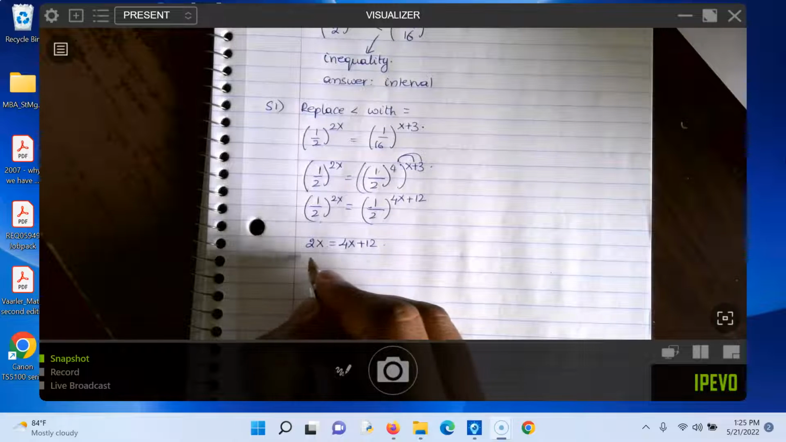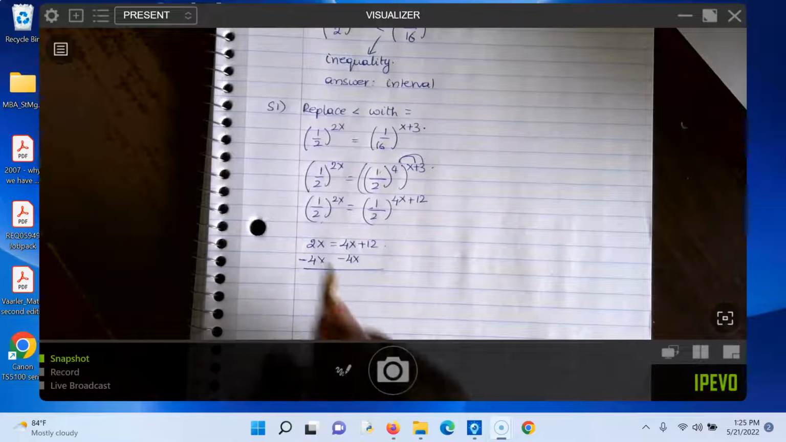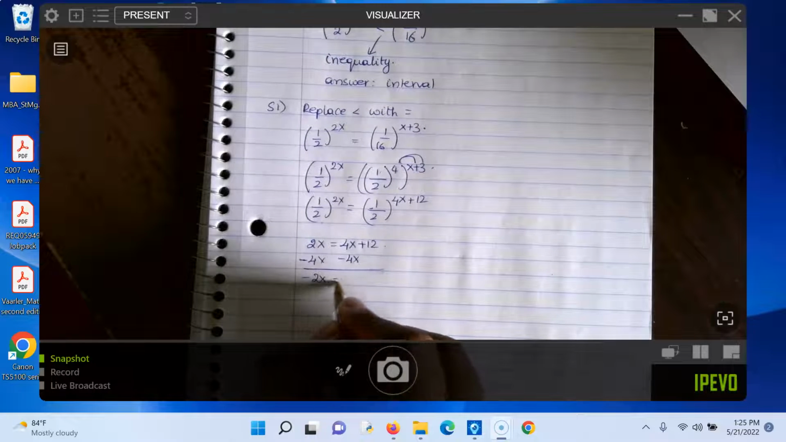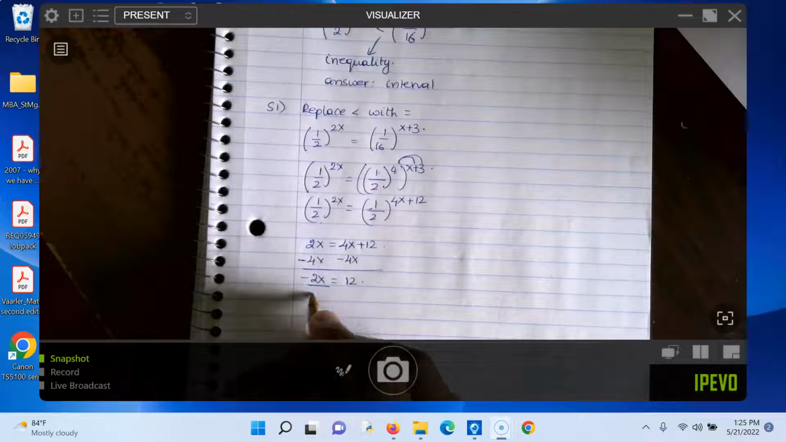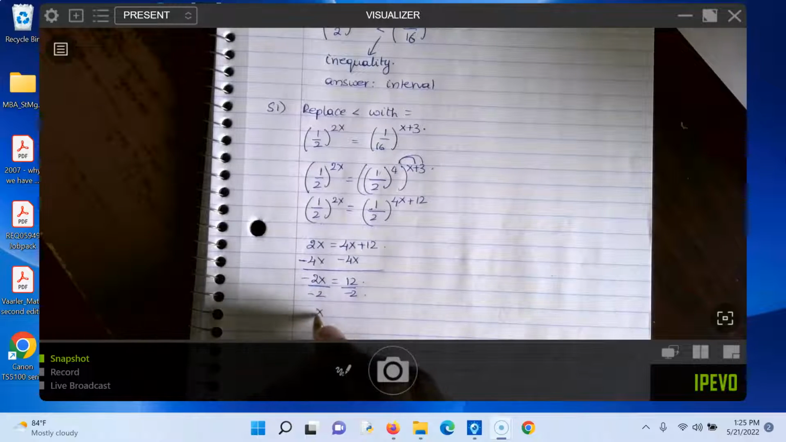Okay, then you subtract 4x on both sides. You want to bring the x's on one side and the numbers on the other side. So you get negative 2x is going to be positive 12. So you want to divide both sides by negative 2. So you get x equals negative 6.